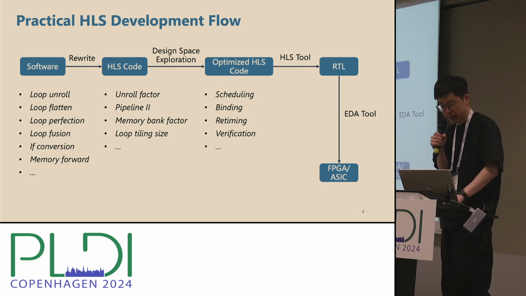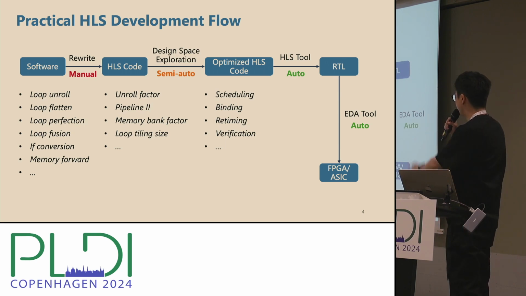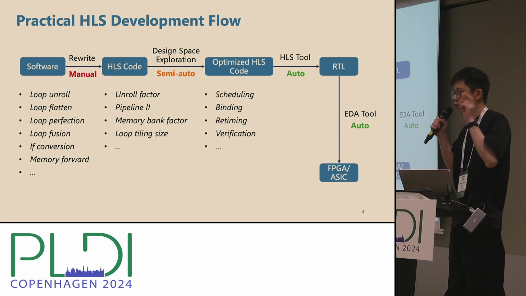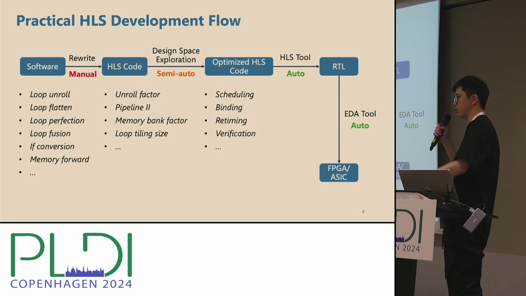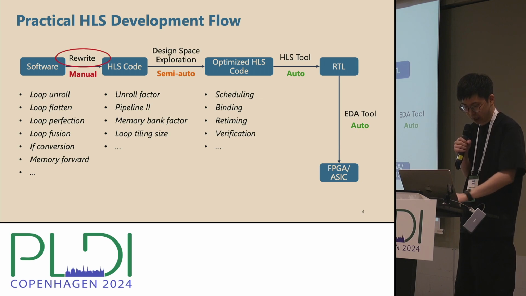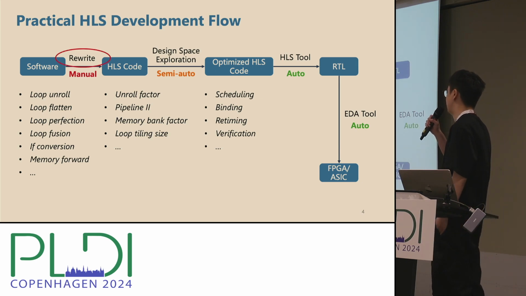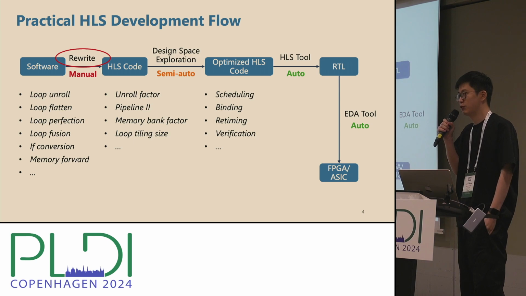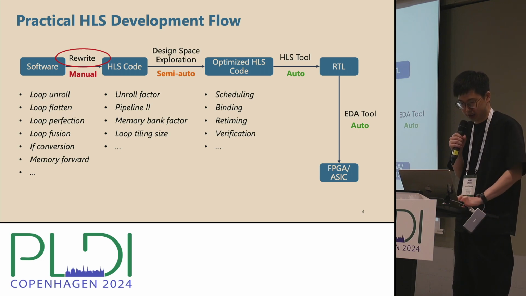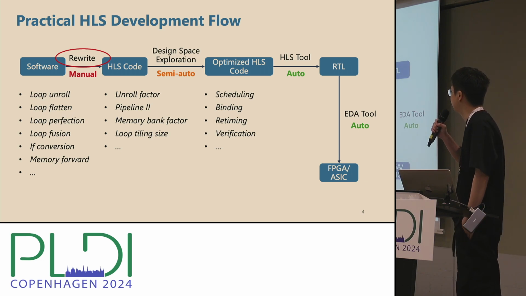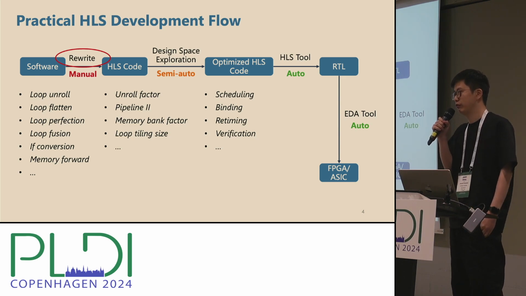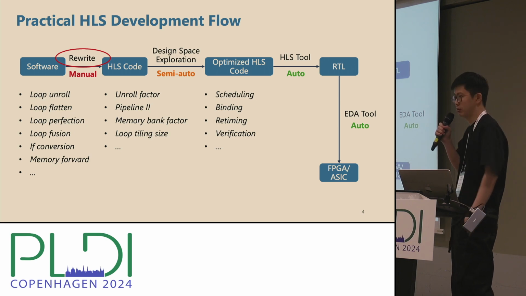Fortunately, HLS tools and EDA tools are already fully automated, and design space exploration can also be semi-automated as long as the user provides design constraints to explore. Unfortunately, the HLS tools cannot really handle the rewrite very well, mostly because the software program can be in any form, as I presented before. So this is the interest that we try to dive into in this talk. Can we actually do an automated rewrite for HLS code?